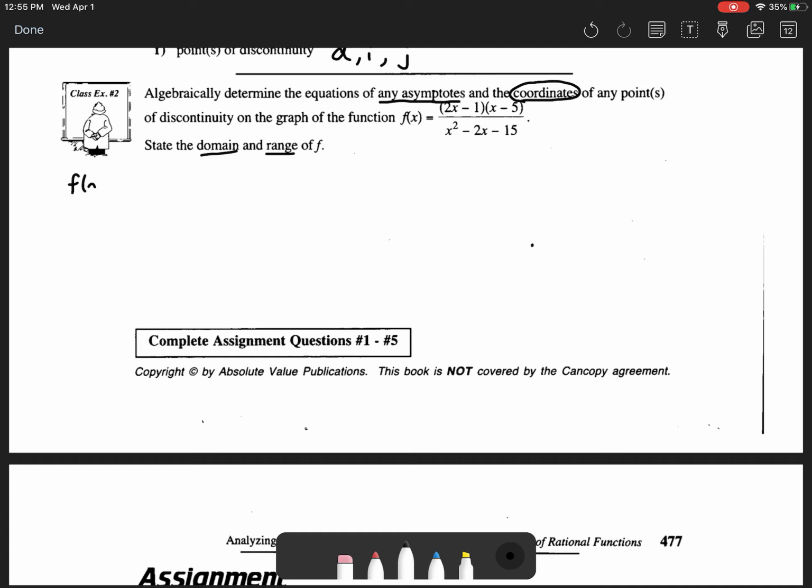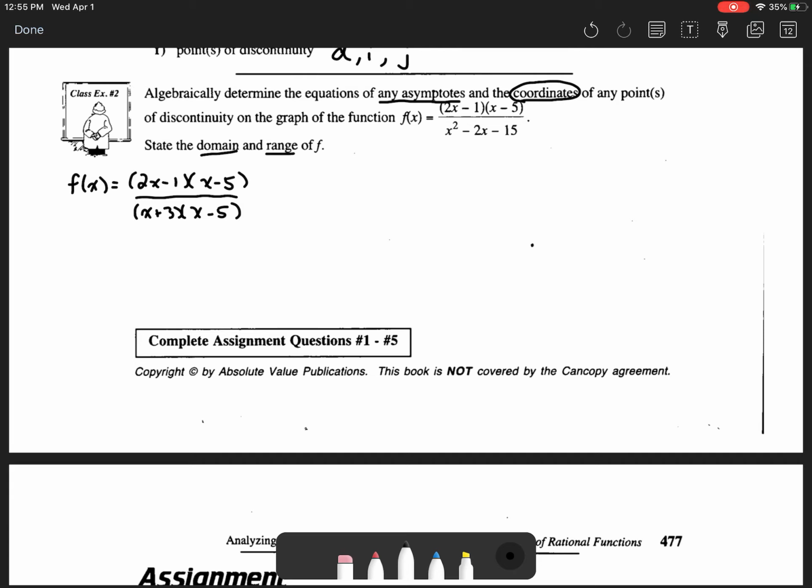So I'm going to start with this over here. Okay, f of x is equal to, I want to factor both the numerator and denominator. They've been nice to me, and they factored the numerator, 2x minus 1 over x minus 5. But the denominator is going to be a product and sum: multiplied to negative 15, add to negative 2, so that'll be x plus 3 and x minus 5. Those two values multiplied to negative 15 and add to negative 2.